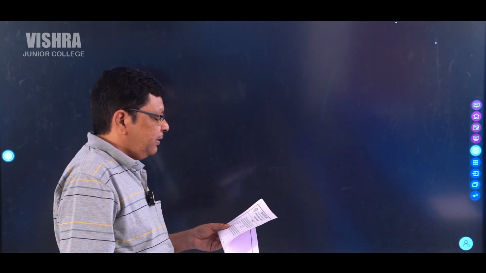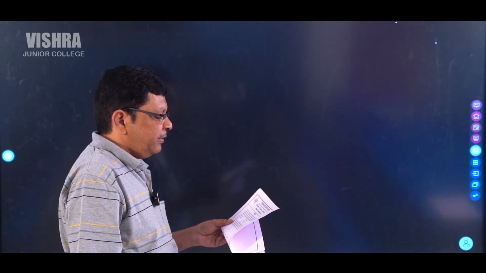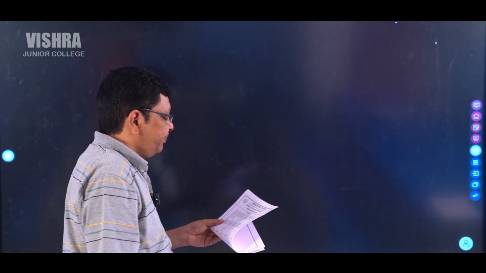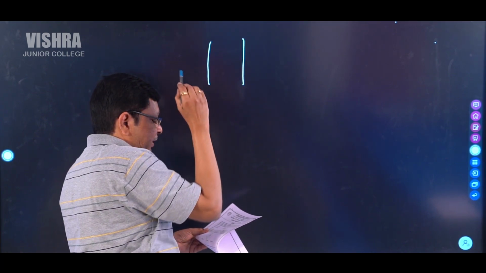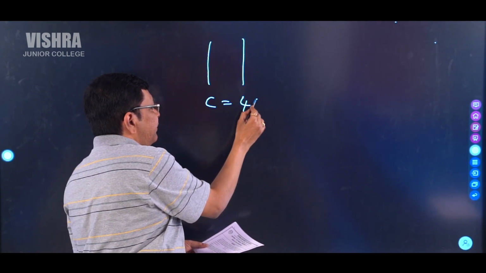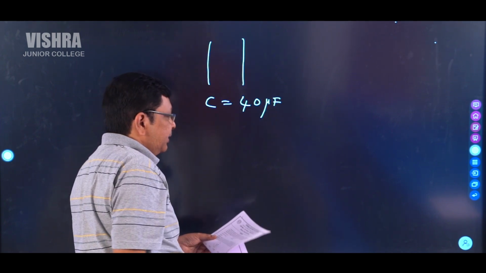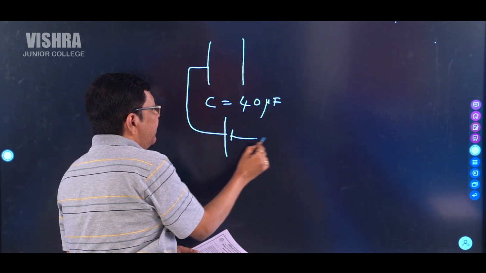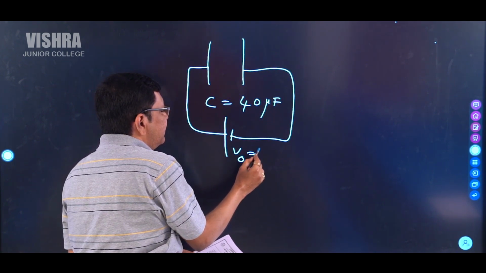It is given that a parallel plate capacitor of capacitance 40 microfarad is connected to a 100 volts power supply. So it is a parallel plate capacitor, and the capacitance of the capacitor is given as 40 microfarad, and this capacitor is connected to a 100 volts power supply. So a battery of potential difference 100 volts is connected to this.